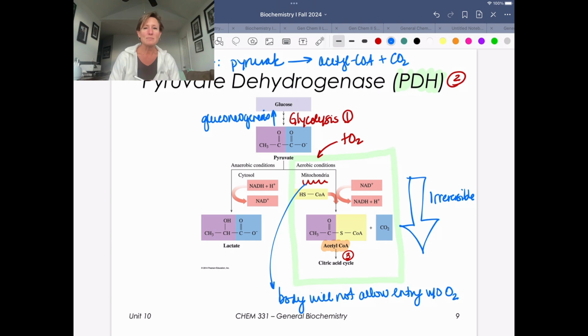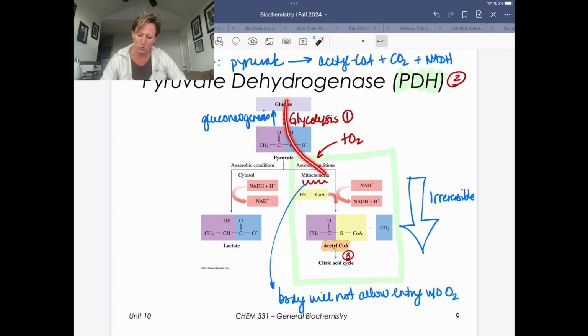That one carbon atom becomes CO2, and we squeeze that sponge a little bit, and we generate NADH. We generate a reduced cofactor. That is going to end up going on to the electron transport chain. We'll deal with that in our fourth step here. Okay, but here's the process that we have under aerobic conditions.